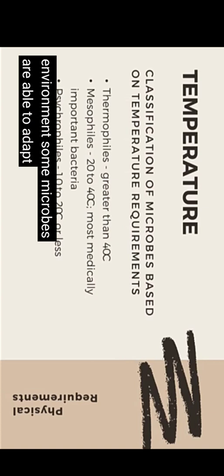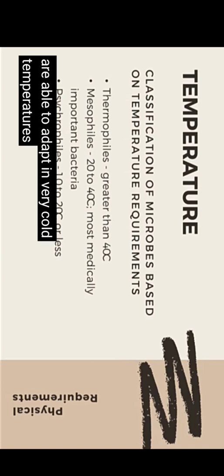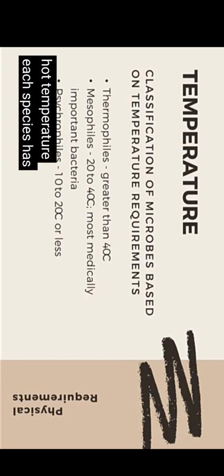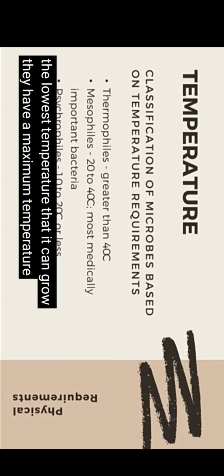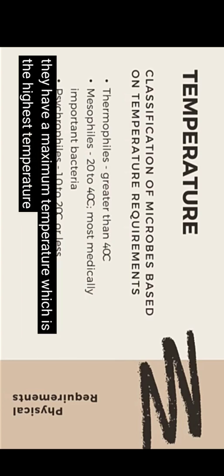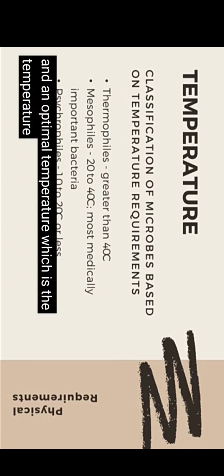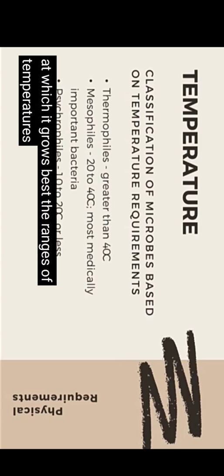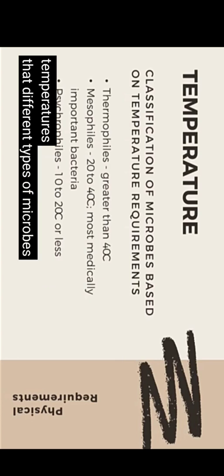Prokaryotes are found in all types of environments. Some microbes are able to adapt to very cold temperatures, whereas others can survive only in hot temperatures. Each species has a minimum temperature, or the lowest temperature at which it can grow. They have a maximum temperature, which is the highest temperature for growth, and an optimal temperature, which is the temperature at which it grows best. The ranges of temperature in which different types of microbes grow are as follows.